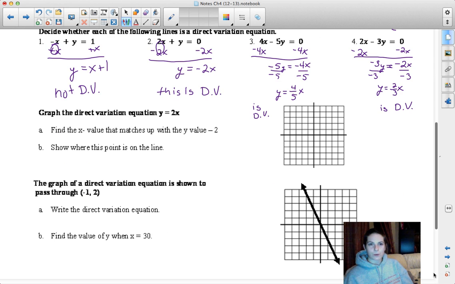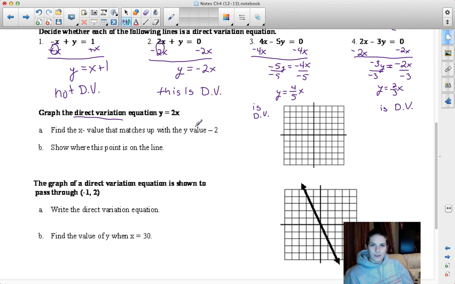What if they ask us to graph a direct variation equation? First, they told us that we have it. Graph the direct variation y equals 2x. Find the x value that matches up with the y value, negative 2. Show where this point is on the line.